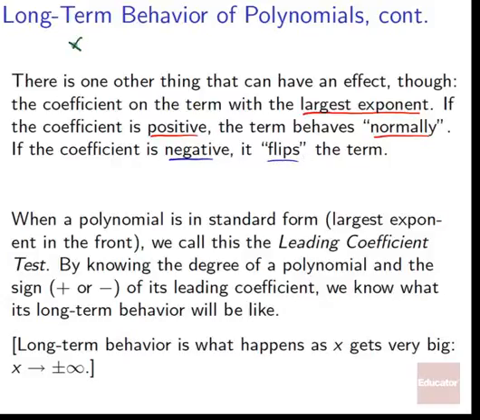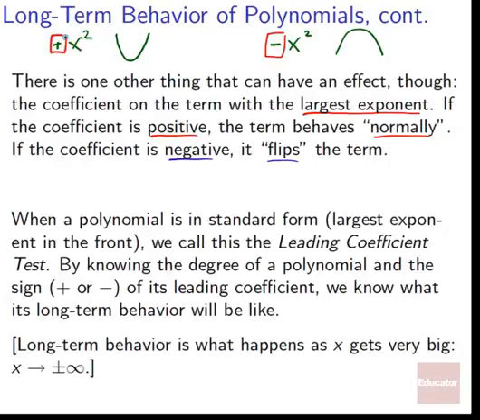Well, let's look at x squared. X squared has a normal parabola arc like that. But if we have negative x squared, it's going to flip it, right? So with x squared, we wind up going up on the left and up on the right. But with negative x squared, we wind up going down on the right and down on the left. So it's going to be down on both sides because the negative is flipping it. So this leading term, whether it's a plus or a minus in front, is going to have control over what happens. Either we're doing things the normal way, or we're going to flip to the opposite of that. So when a polynomial is in standard form, which is to say the largest exponent is in the front, we call this the leading coefficient test.